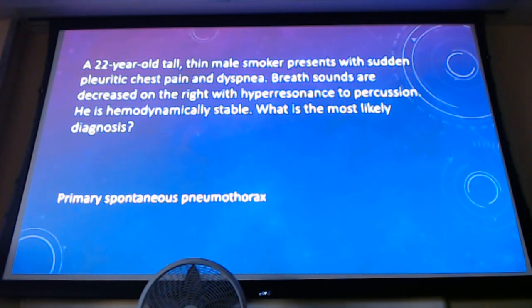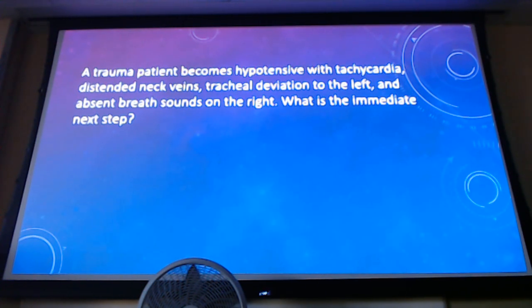Well, we're going to x-ray it. We're going to see it, because it's more than 30%. Chest tube. Right? When do we do needle decompression? When he becomes unstable, when he's starting to decompensate, right? Okay.